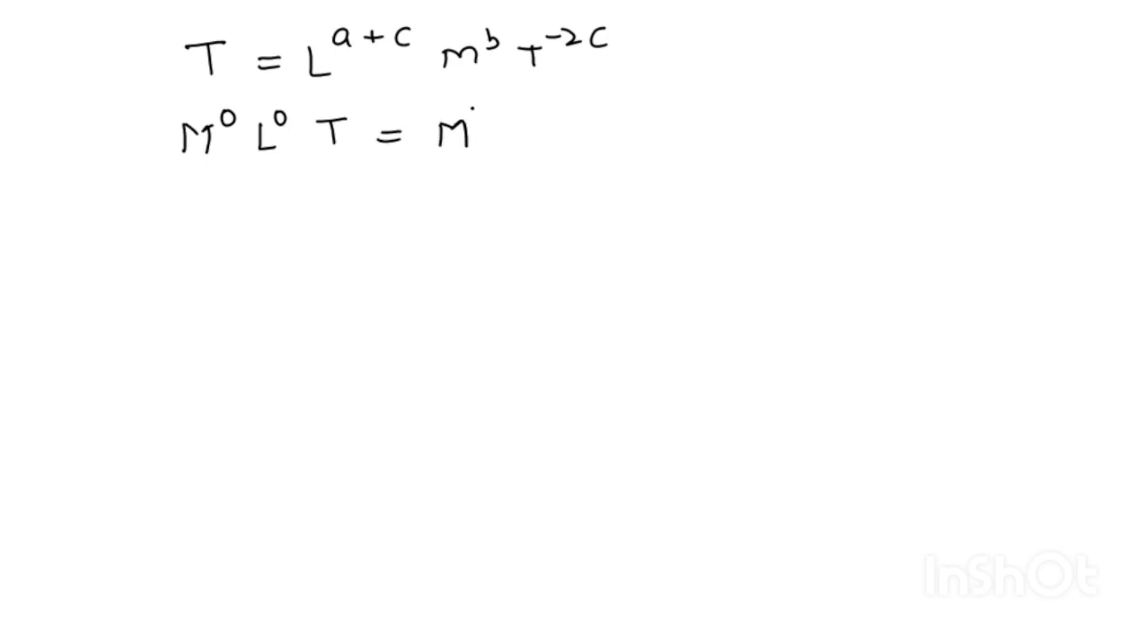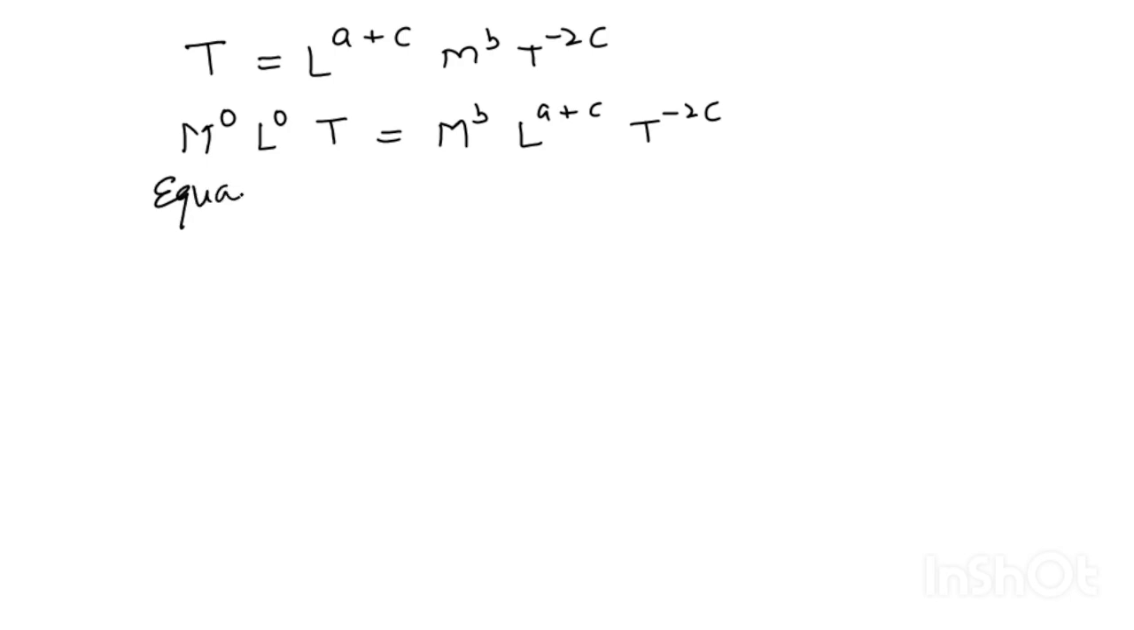Now T equal to L power A plus C, M power B, T power minus 2C. Now on the left hand side there is no term of mass and length. So we write M power 0, L power 0, into T equal to M power B, L power A plus C, T power minus 2C.